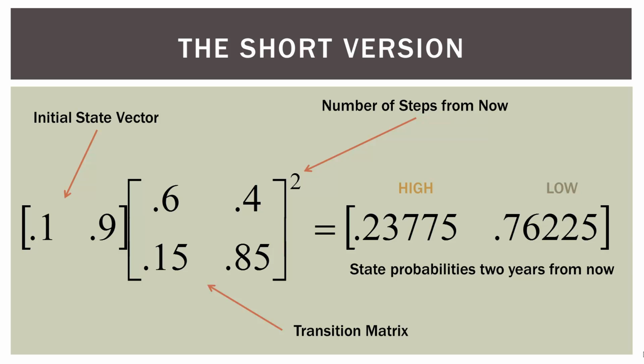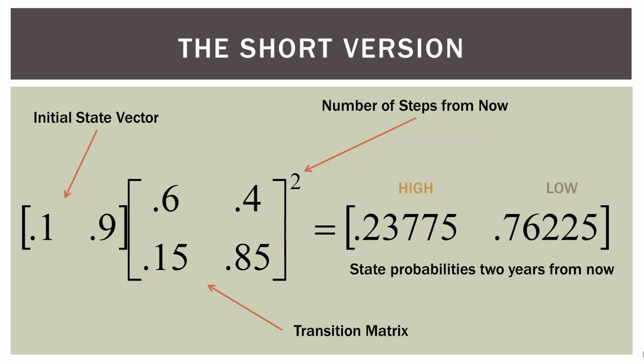Now when we do that, we come up with 0.23775 and 0.76225, which is the exact same thing we calculated when we did it by hand in our probability tree. I did it both ways so you can see where this actually comes from. You saw it very concretely in the probability tree, and here you actually see it in the matrix operations.